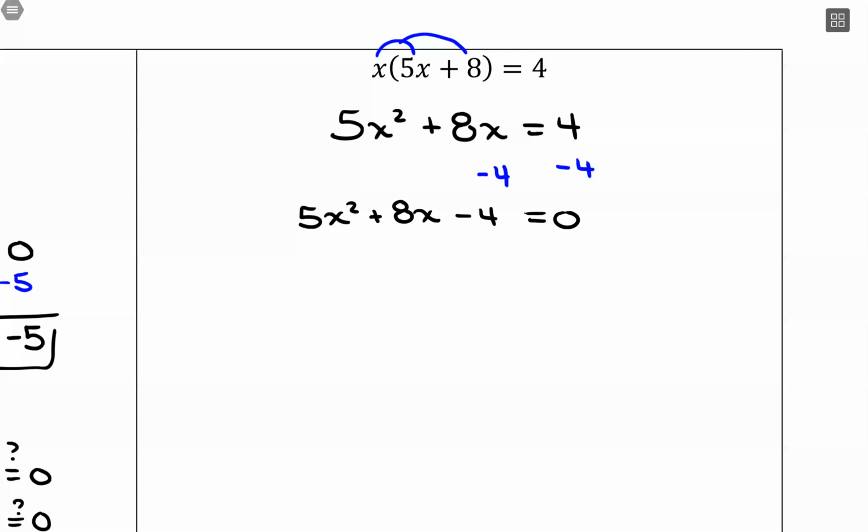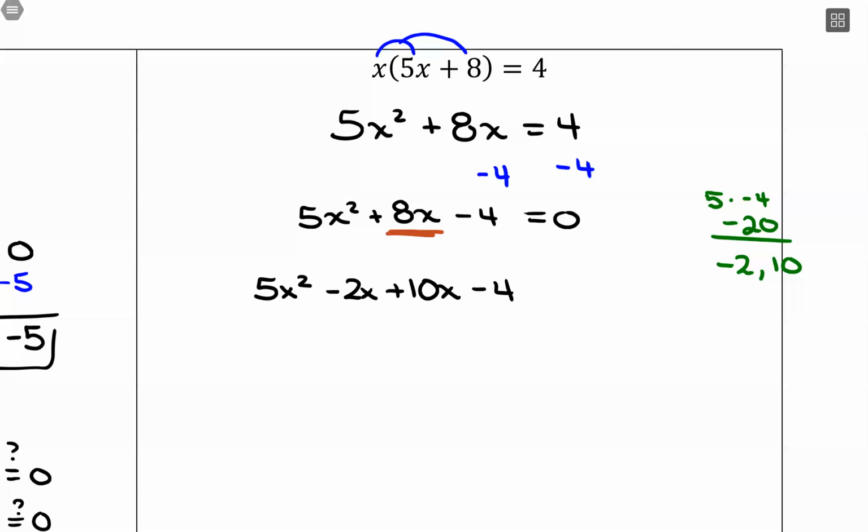Now we want to factor, so I'm going to use the AC method that we talked about. So taking 5 times negative 4, I want to look at the factors of negative 20 and see which ones would give me 8, and it's going to be a negative 2 and positive 10. So I'm going to split up that term of 8x there. So I have 5x squared minus 2x plus 10x minus 4 equals 0.